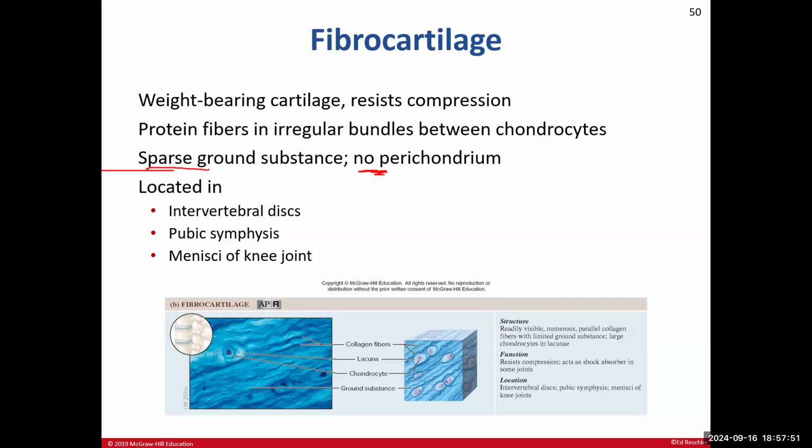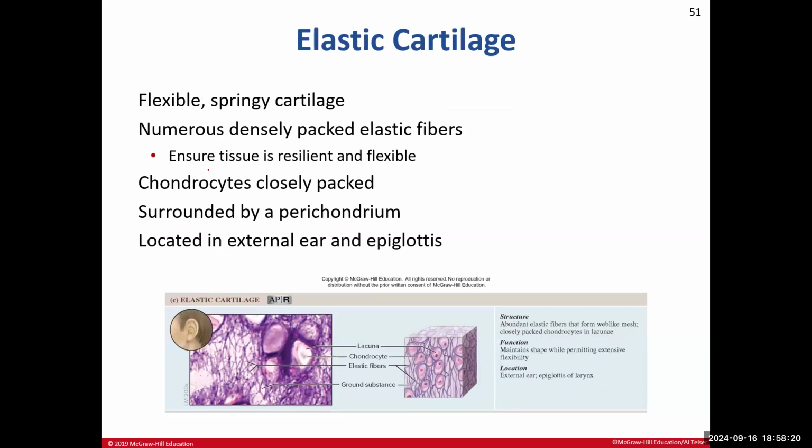So we're going to see this type of cartilage in your spine and the intervertebral discs. Those are those cartilage structures in between the vertebrae, which are the bones that make up your spine. We'll also see it in your knees, called the menisci. And then finally in the pubic symphysis, which is that joint in between where your two hip bones come together in the front, right below your belly button, below your umbilicus there. So those are the three places that we're going to see fibrocartilage, but just know it doesn't have perichondrium.